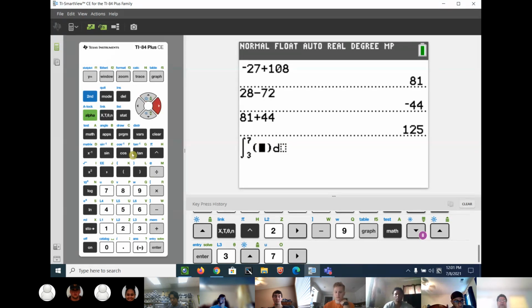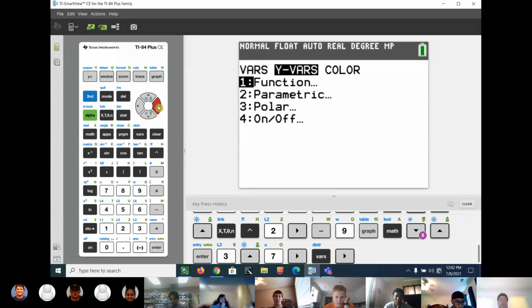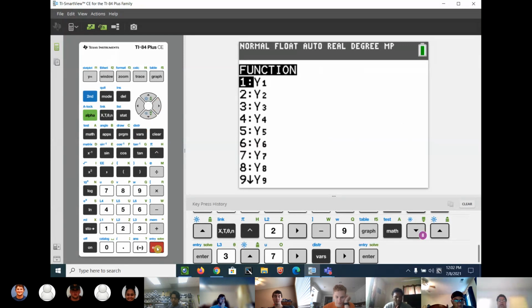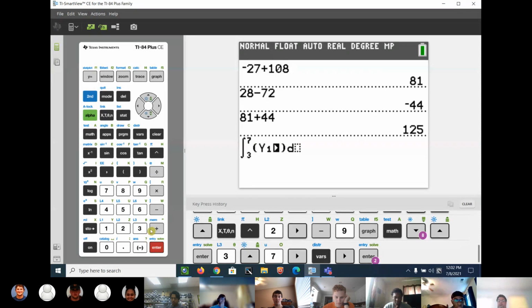I'll show you a trick I learned in the war. You can actually hit vars, y variable function, and pick y1, and you don't have to retype it in. Y'all welcome. X and enter. Look there, it's a miracle. 69.3 repeating.